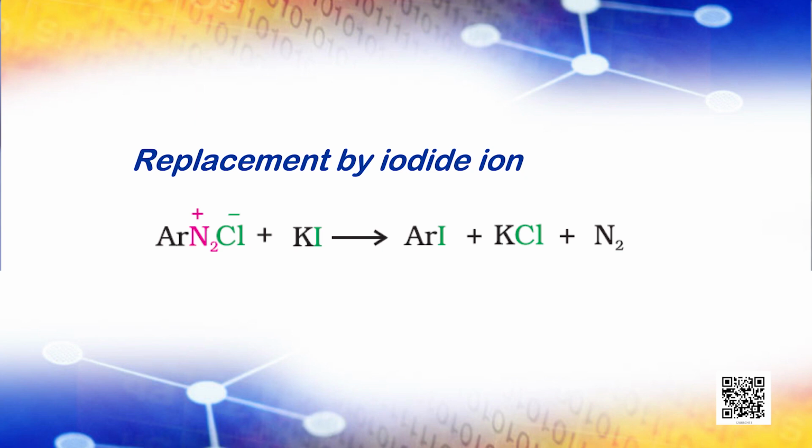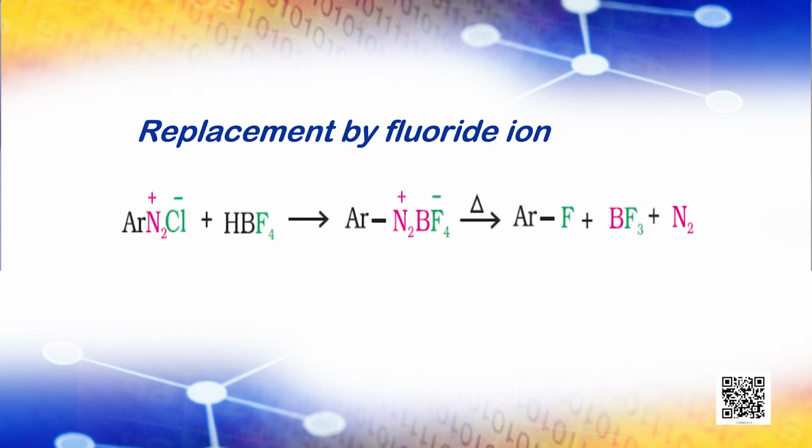Replacement by iodide ion. Iodine is not easily introduced into the benzene ring directly, but when the diazonium salt solution is treated with potassium iodide, iodobenzene is formed. Replacement by fluoride ion. When arene diazonium chloride is treated with fluoroboric acid, arene diazonium fluoroborate is precipitated, which on heating decomposes to yield aryl fluoride.